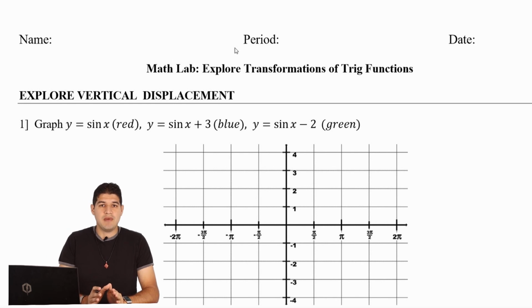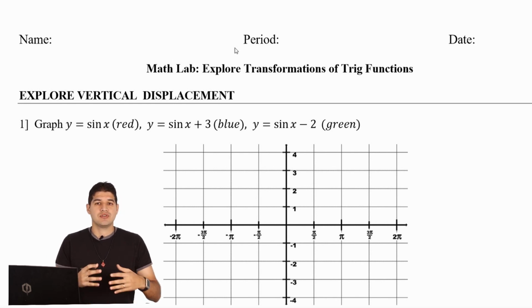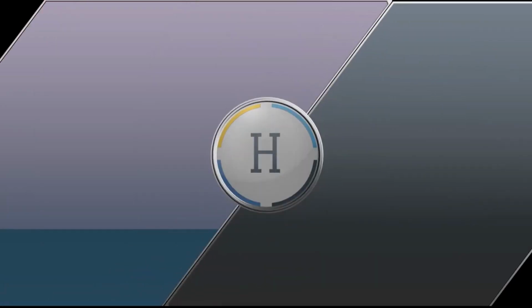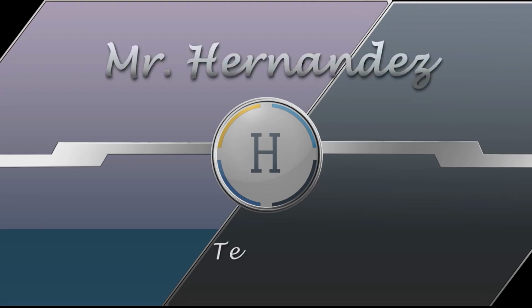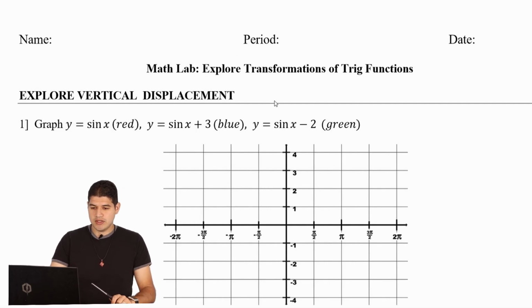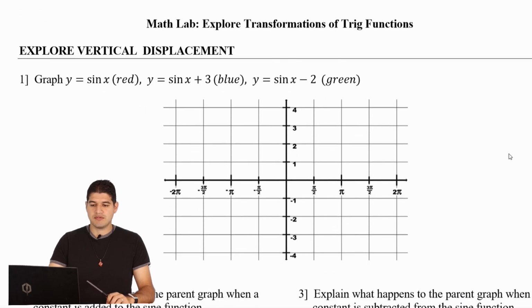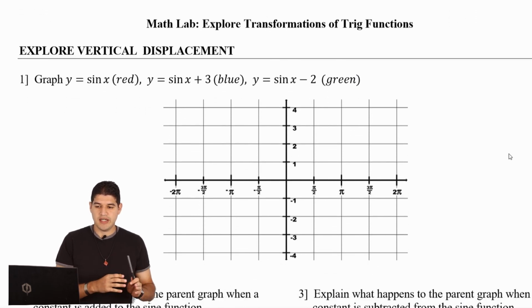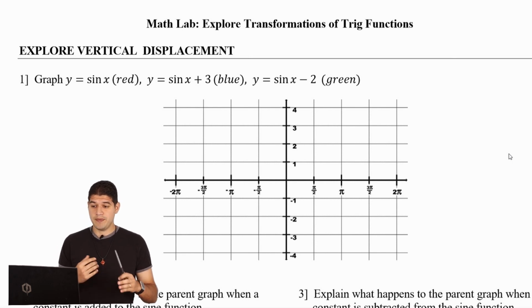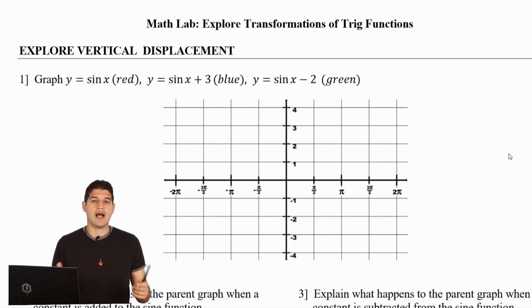This is for the notes on the math lab, and I wanted to take you guys through some of the examples that we're looking at so that we can talk about the shifts that are happening. So the first one here is going to be, we're going to want to graph these three functions, the sine of x, the sine of x plus 3, and the sine of x minus 2. And from there, we're going to describe what's happening.